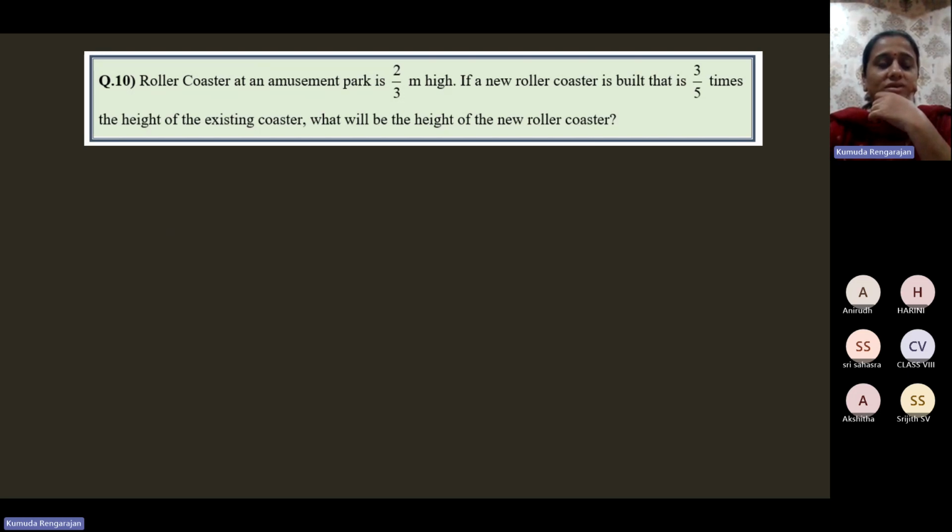A roller coaster at an amusement park is 2 by 3 meters high. If a new roller coaster is built that is 3 by 5 times the height of the existing coaster, what will be the height of the new roller coaster?